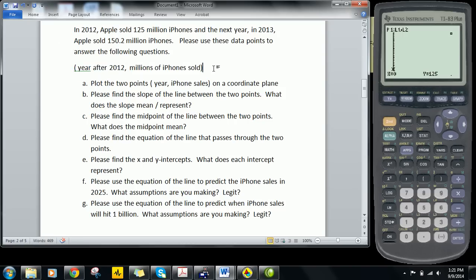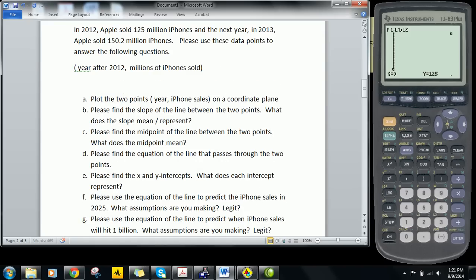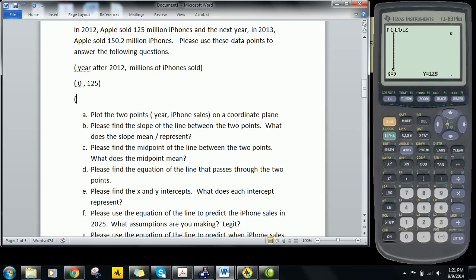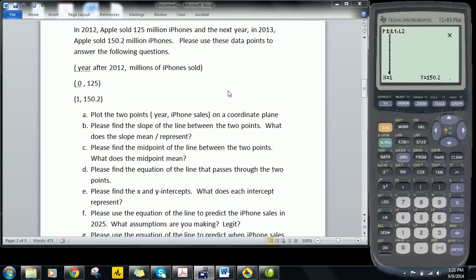And then we're going to assume some sort of linear relationship between them and use that information, okay? So the first point, instead of 2012, becomes 0, and then 125 million. And the second point, instead of 2013, becomes 1 year after 2012 and 150.2. Right? And so here are the two coordinates, and we graphed them here. You could certainly graph them on a piece of paper, but we did this in class today, so why do it again? Okay.